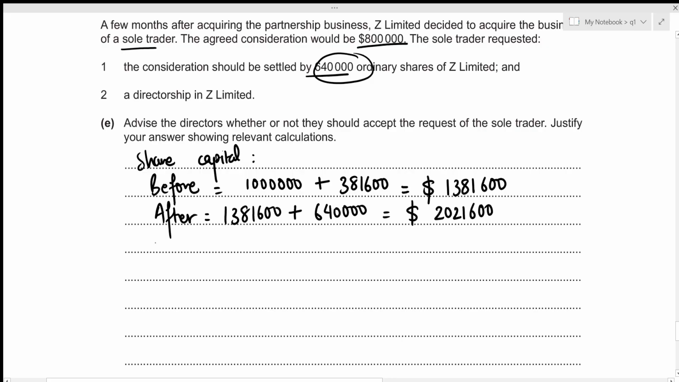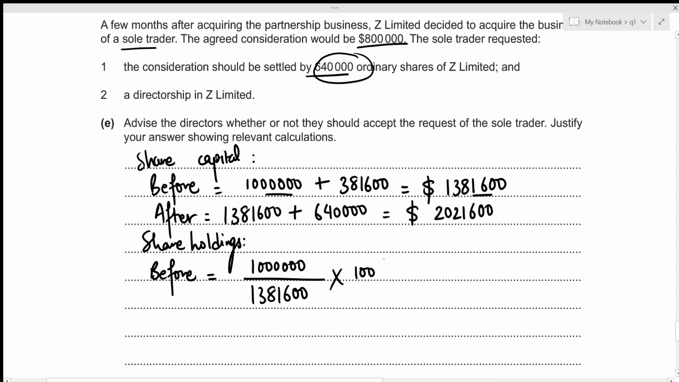So let's figure out the shareholding for the 2 directors, right? So that's going to be shareholding. Okay, before the acquisition of sole trader, 1 million out of 1,381,600 belong to the directors. So we're just going to figure that out in percentage. That's 1 million divided by the total of 1,381,600 times 100%, which gives the shareholdings of directors before acquiring sole trader to have the value of 72.38%.